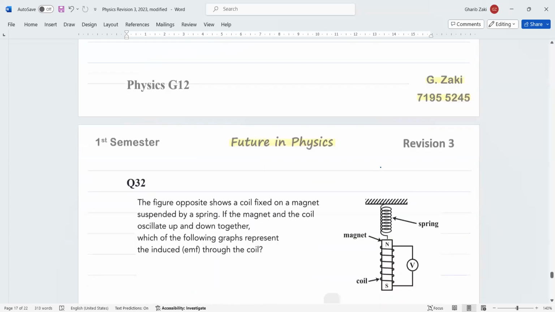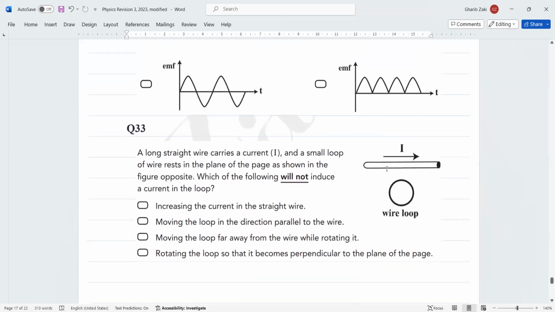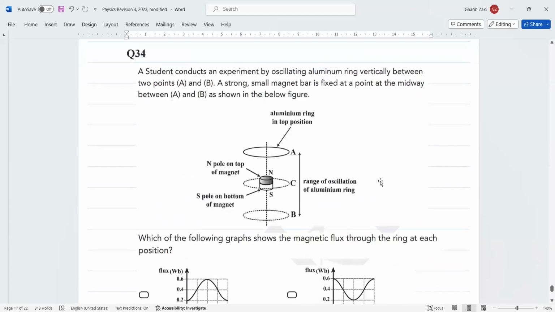Okay. And also this one, it says the figure opposite shows a coil fixed on a magnet suspended on a spring. The magnet and the coil oscillate up and down together. So no change in flux, because there is no relative change. There is a change in flux only if one of them is fixed. Here, it says it will not be induced. So when moving the loop, the direction is parallel. Parallel means no change.